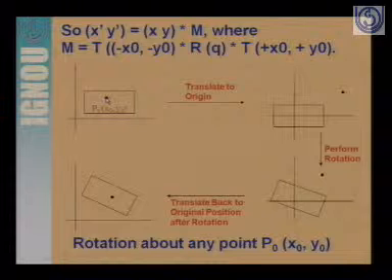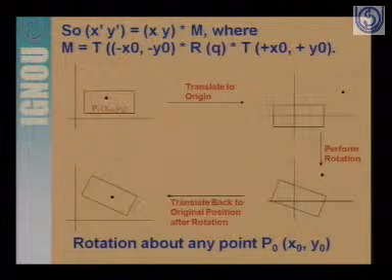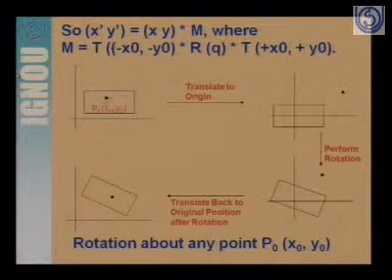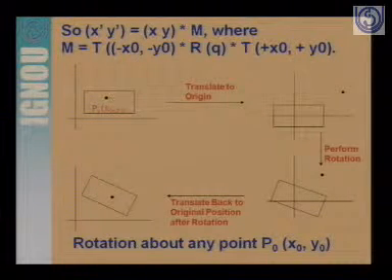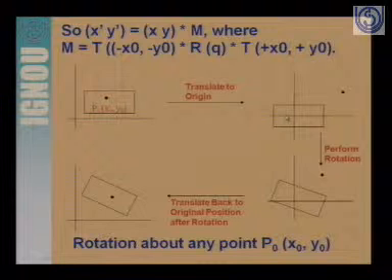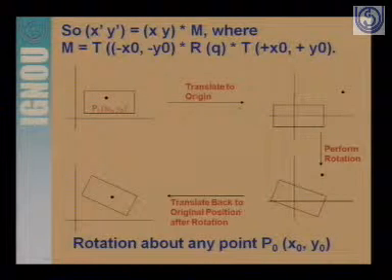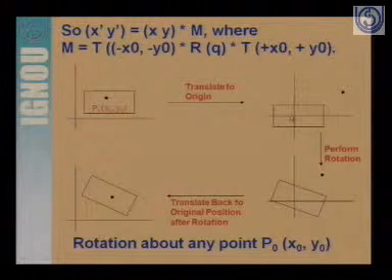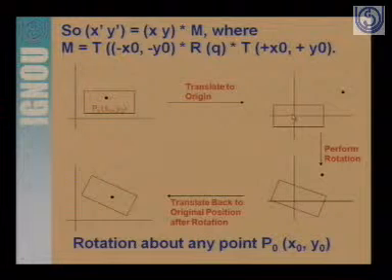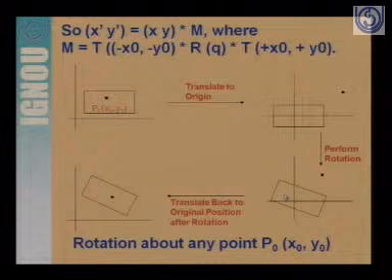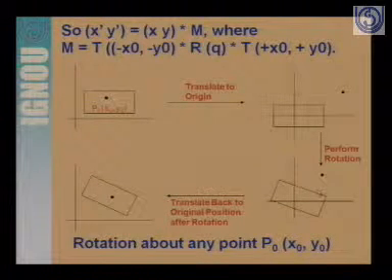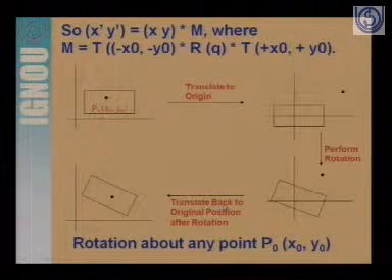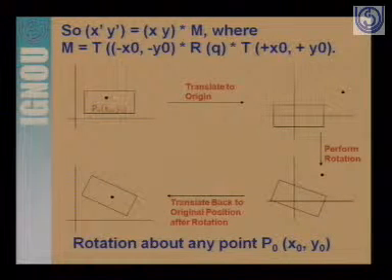So we have to give a translation first to take this object to the origin. We are bringing this object over here, so this point is coinciding with the origin. Now we have to rotate with the desired angle. After rotating, again we have to bring back this object to the original position. So translate back to the original position after rotation.